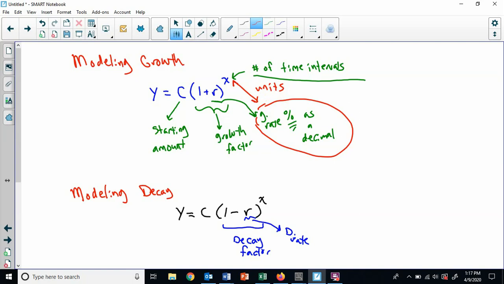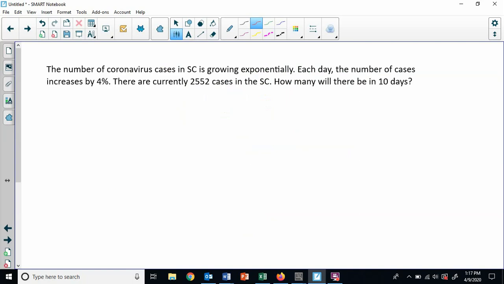Of course, I've written my own problems. You'll like the worksheet. Please look at the worksheet problems. They're kind of funny. So here we go. To match what we're doing, the number of coronavirus cases in South Carolina is growing exponentially. Each day, the number of cases increases by 4%. So there's a lot of information there. We'll come back to it. Let's finish reading. There are currently 2,552 cases in South Carolina. How many will there be in 10 days? And this actually is the true number as of yesterday, Thursday.